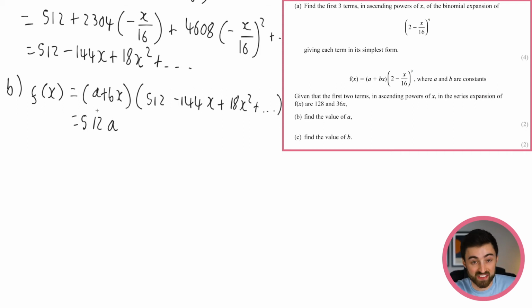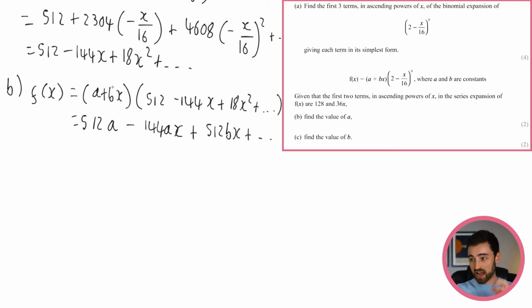And then it's just a case of getting the x terms. So what are the different ways I can get x terms? Well, I could do a times minus 144x. So let's work that out. That's going to be minus 144ax. But that's not it, is it? Because I could also do bx times 512. So it's going to be plus 512bx. Now, a quick check over. Are there any other ways I could get an x term? I don't think there are. Because now I could do x times x, but that gets x squared. x squared here times anything is going to be x squared or above. So I think that's it.